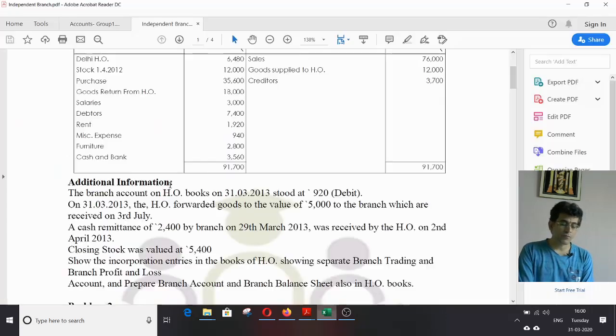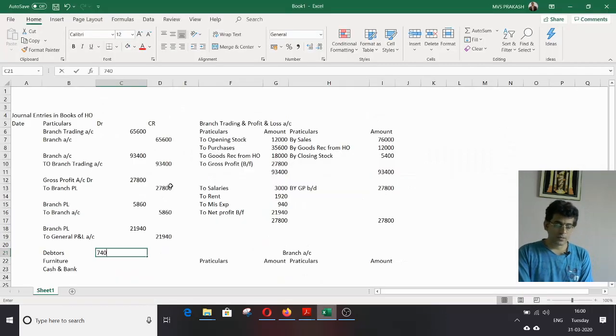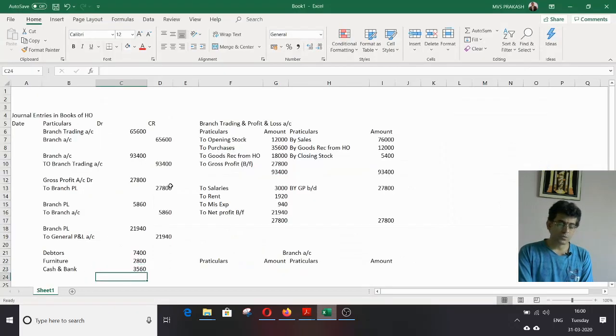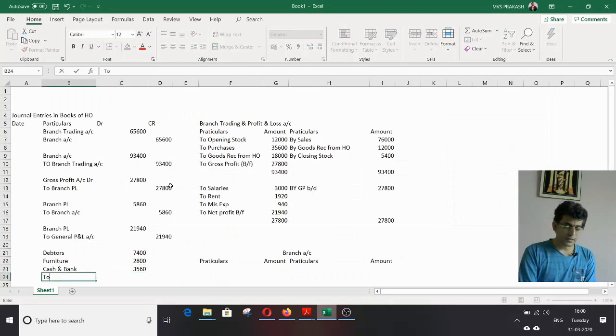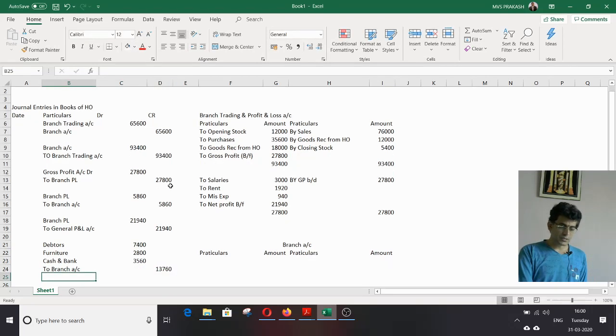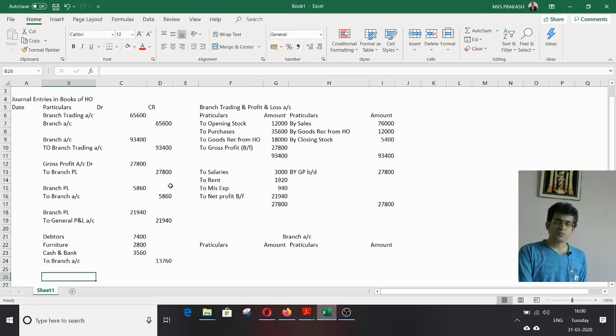What is the amount of all this? Debtors 7,400, furniture amounting to 2,800, cash and bank amounting to 3,560. So what I need to do? This everything should be transferred to my branch account. So what is the total for this? 7,400, 2,800, 3,560. This entire amount will be transferred to the branch account.